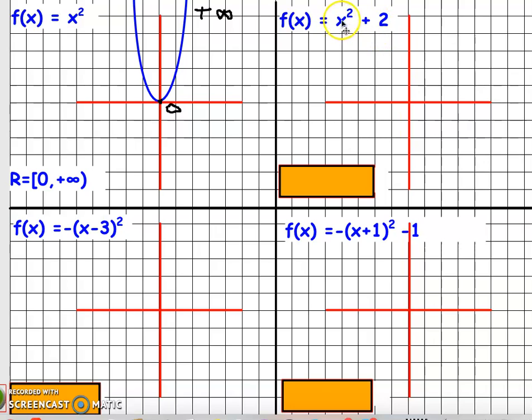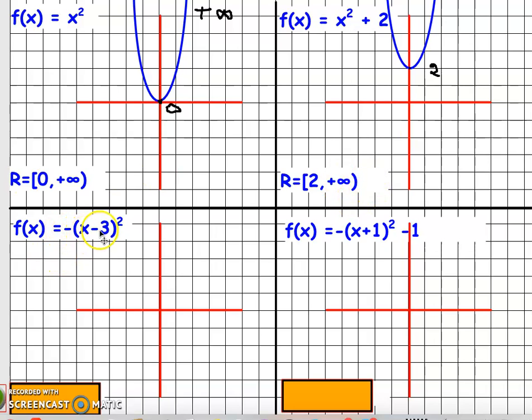F of x equal to x squared plus 2. It's also a parabola, but it's shifted up on the y-axis by 2 units. So here is 1, 2. So it will be like that. So the lowest y value here is 2, and the highest y value is plus infinity. So the range of this function is 2 to plus infinity.